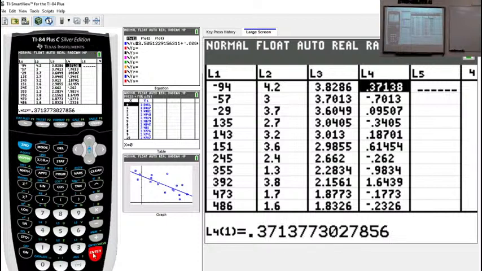There are your residuals. Wait, L1 minus L2? Nope, L3. Remember, list 1 is all your x values, so that's not observed or predicted. The observed are in list 2, the predicted are in list 3. So that's your observed minus predicted. The residuals are in list 4.